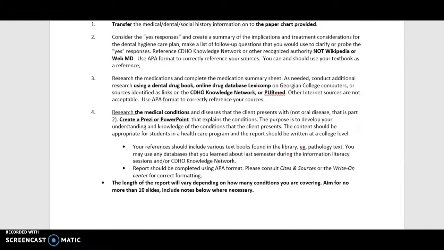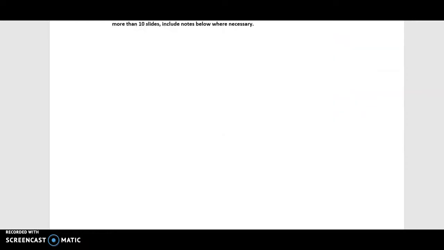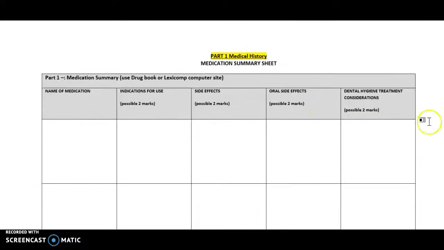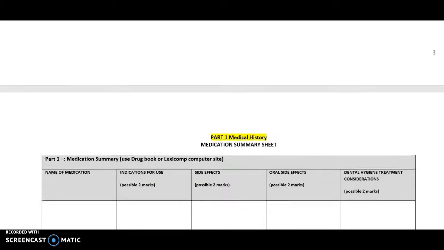Then the next part is the medication summary. You're going to just research the 3 medications your client is on, and you're going to put it directly into this. So name of medication, what is it used for, what are the side effects, what are the oral side effects, any treatment considerations. So that part's pretty straightforward.